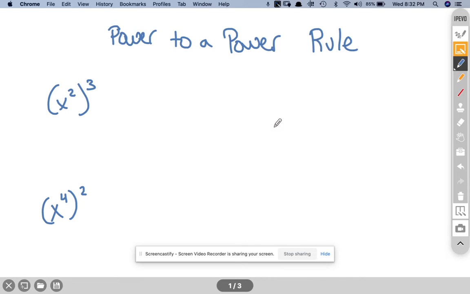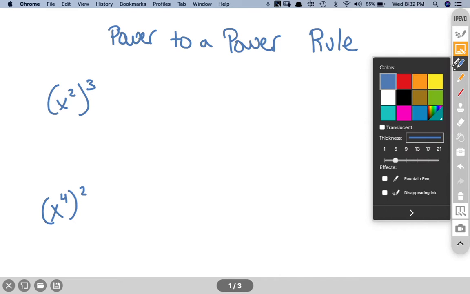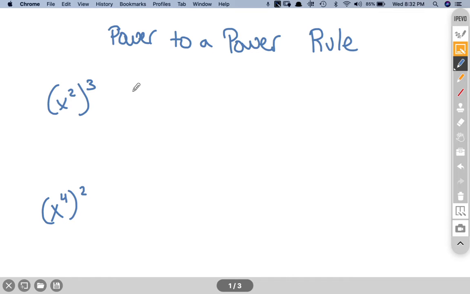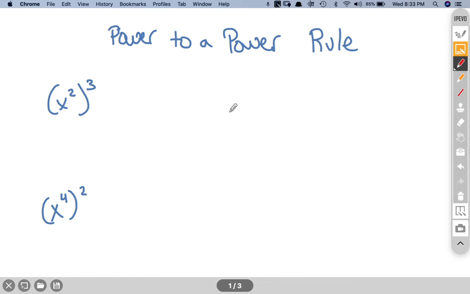All right, hi guys. So here's the second property that we're going to learn about. It's called power to a power. And all that means is that I have an exponent on the inside that's raised to an exponent on the outside. Now, let's write out what it actually physically means, and then maybe we can come up with the property itself. So, like we talked about, exponents are repeated multiplication.